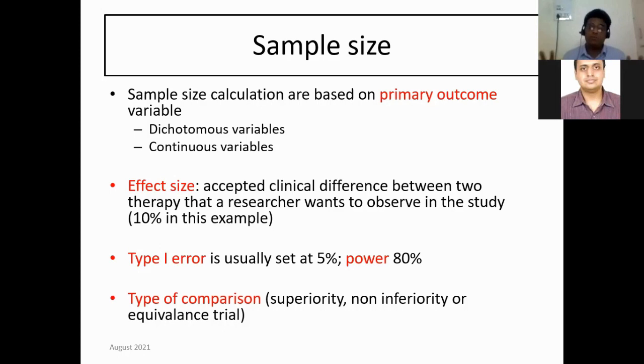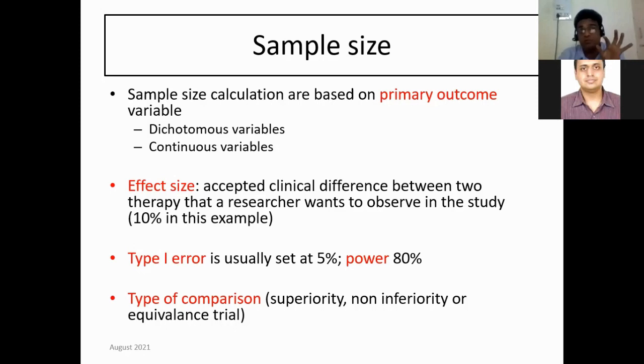Similarly, what will be the type 1 error? Usually type 1 error is set at 5%, and the power of the study can vary from 80% to 90%, but most of the time you will realize the power is usually set at 80%. But obviously, if you increase the power, the sample size will automatically increase. The next thing that comes to mind is the type of comparison.